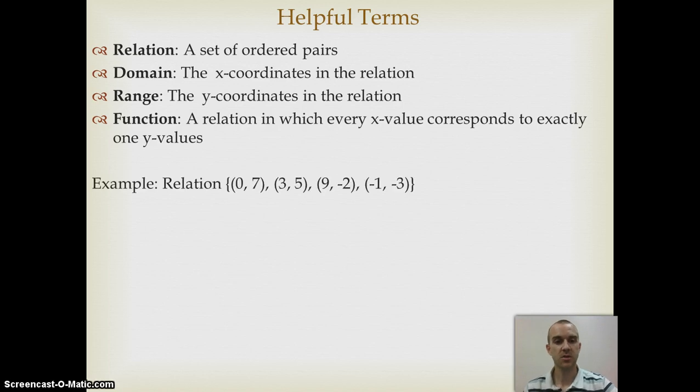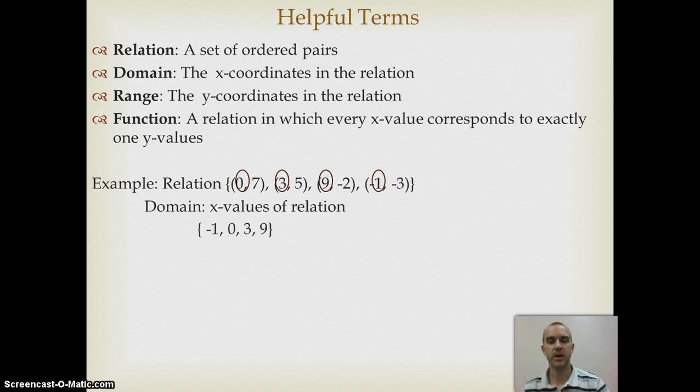So here's an example. Here's my relation. In this case, it is literally just a set of 4 ordered pairs. If I wanted to know the domain, I would just look at what are my x values. So in this case, I would have 0, 3, 9, and -1, but I put them in numerical order, and I put that brace around them to say that these are the elements that are in the domain.